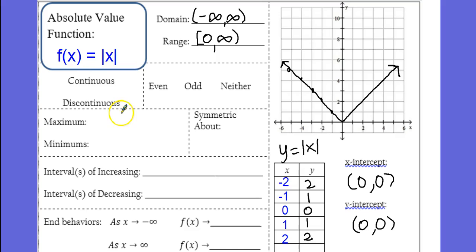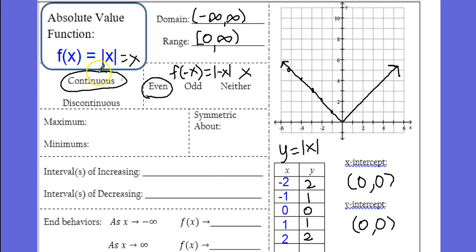Continuous or discontinuous? By looking at it, even, odd, or neither. Does it have symmetry on the y-axis? Guess what it is? How do we know that? If we plug in a negative x, we get a positive x. Just like up here, we get a positive x. So they're the same. So it's even even though it doesn't have an even exponent. So a little tweak from what we learned before. So it's symmetric about x equals 0, which is our y-axis.